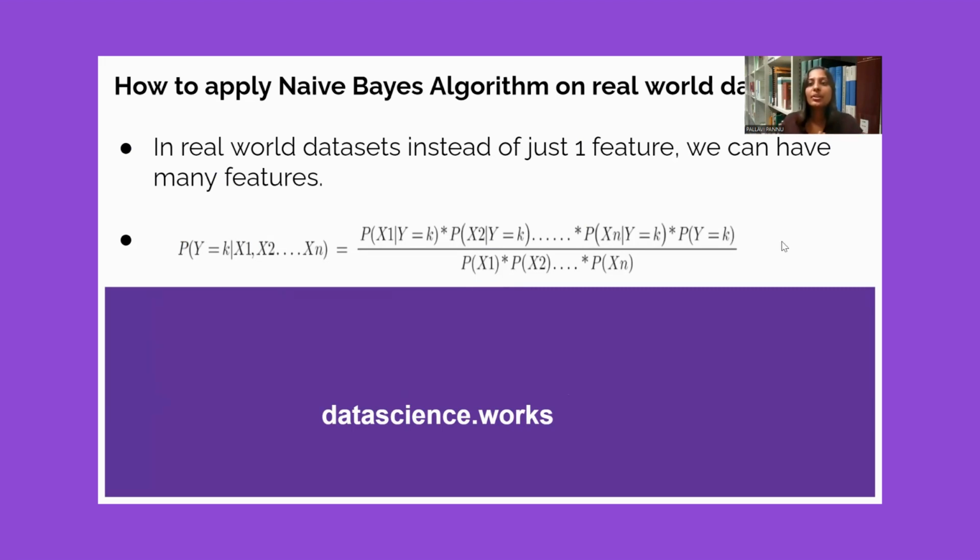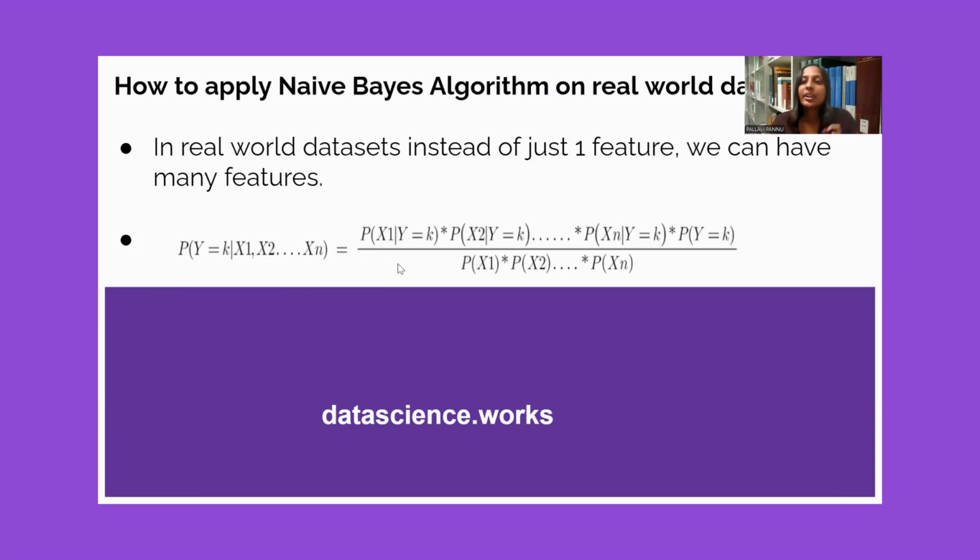In real world data sets, instead of just one feature, we can have many features. If you visualize the data set, there are multiple columns contributing to it. So here we have x1, x2 up to xn. These are your multiple features, and you are interested in calculating the target probability. For example, you have some class A and class B.